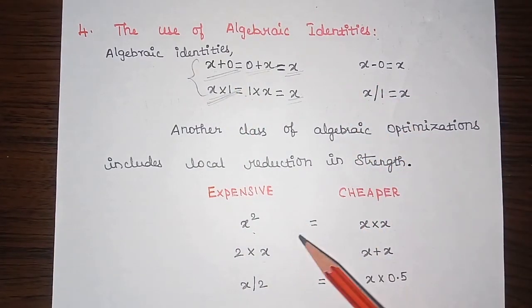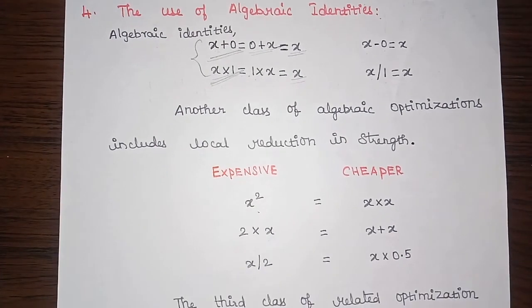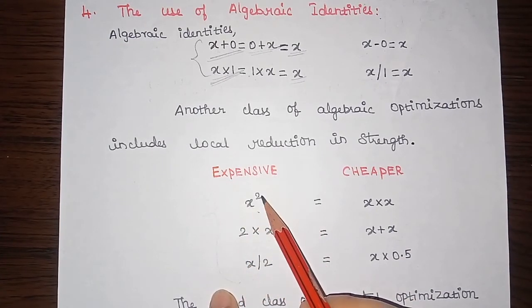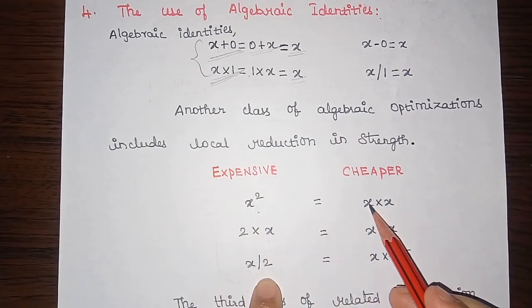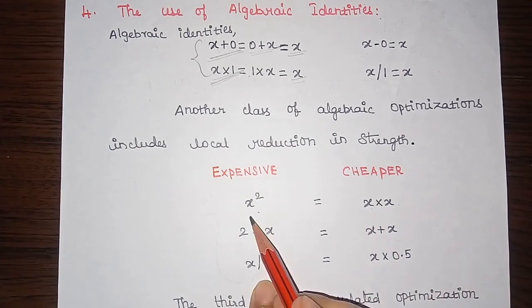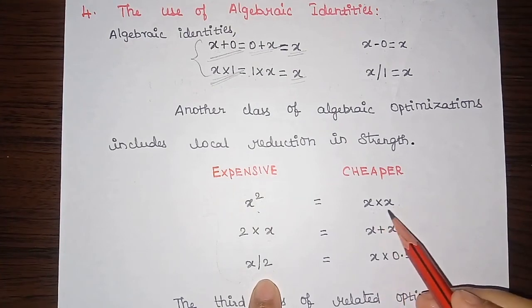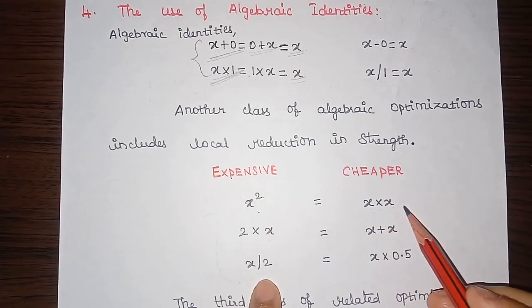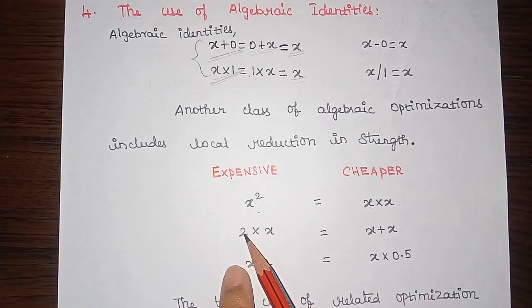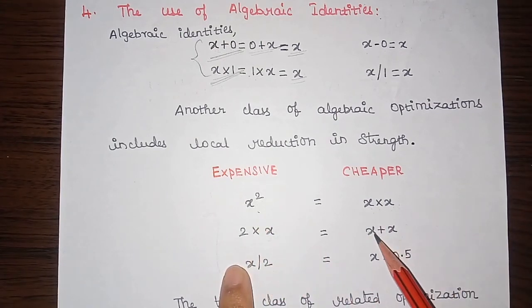And the second way is local reduction in strength. So here we are going to replace the expensive operator by a cheaper one. For that, these are the examples we can take. Let us consider x square. Instead of performing x square, we can perform x star x, which also gives the same result as x square. Here x square is an expensive operation, but x star x is considered the cheaper operator. In the same way, instead of performing 2 star x, we can perform x plus x.